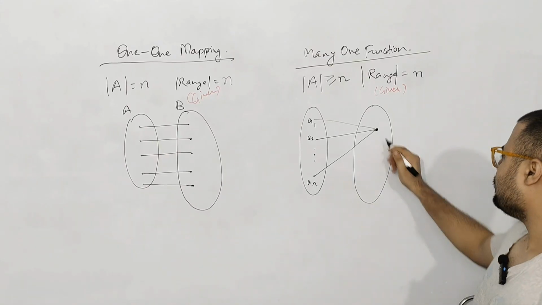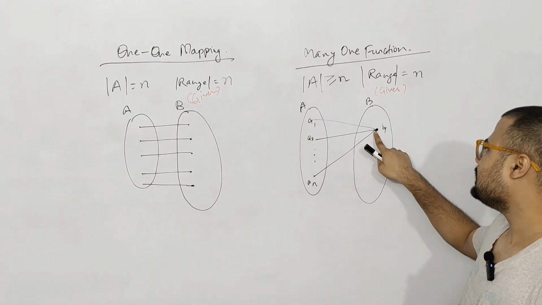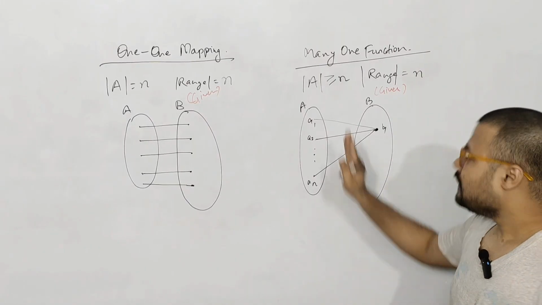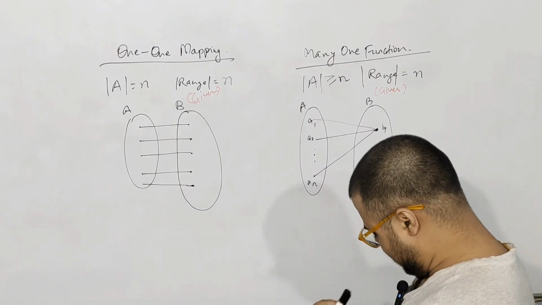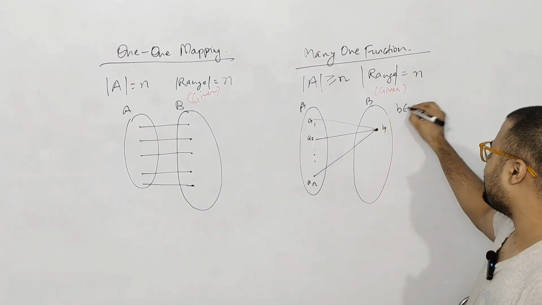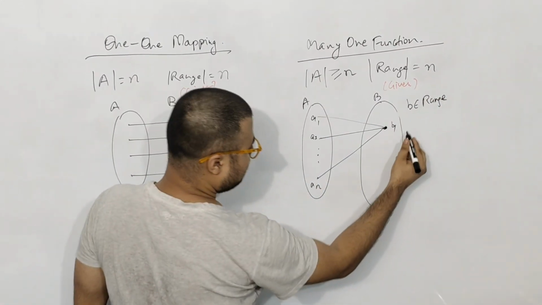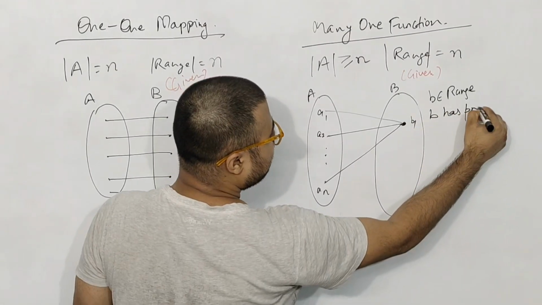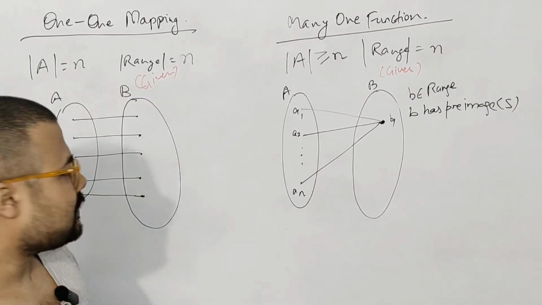Which means here, if you look, this is your set B, this is your set A. B1 is an element of the range. Then it means B1 has a pre-image. It is many-one, so maybe it has more than one pre-image, but B1 is in the range, which means B1 has a pre-image. B belongs to range means that B has a pre-image, maybe more than one pre-image.